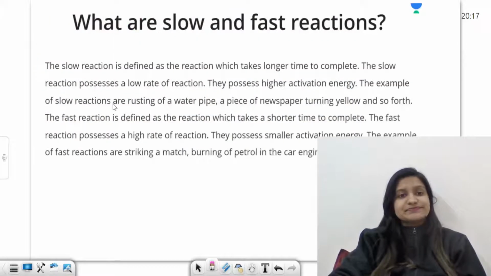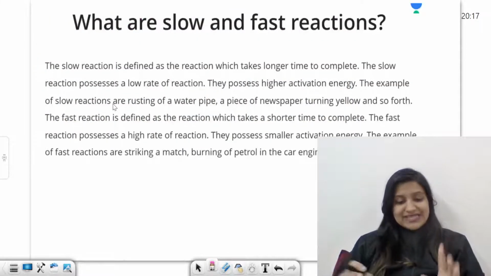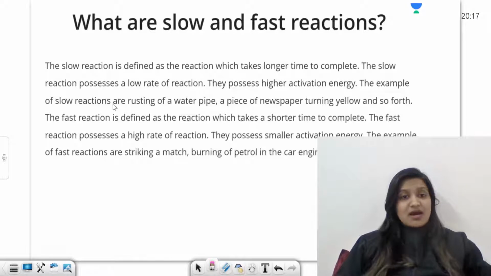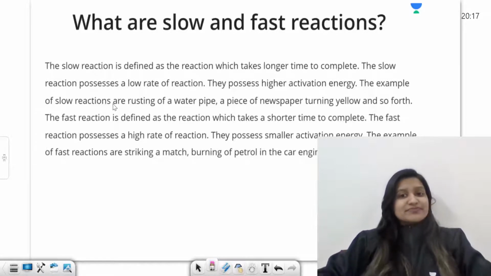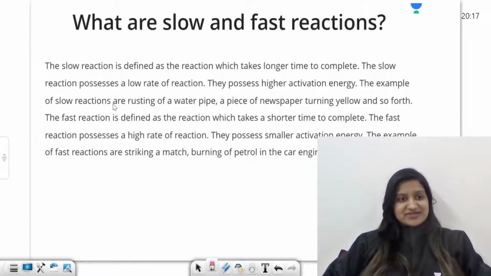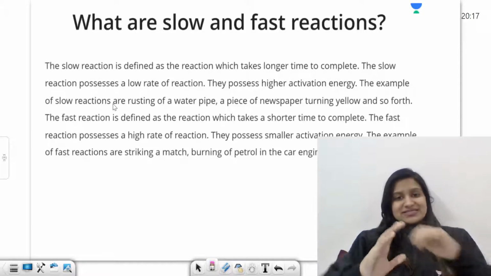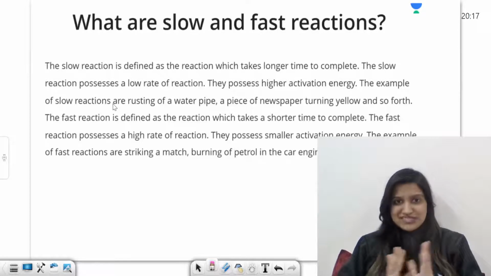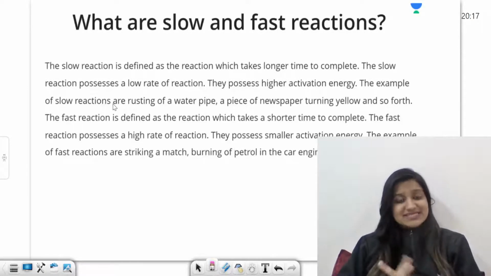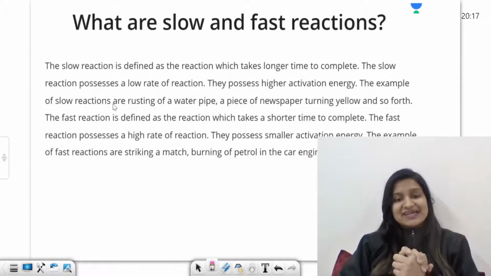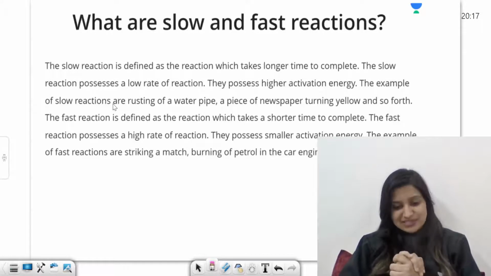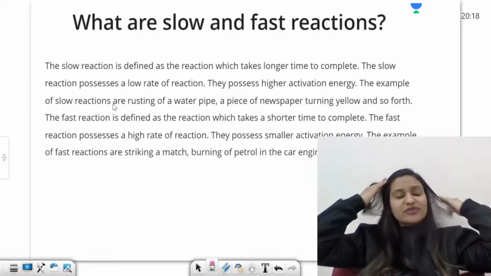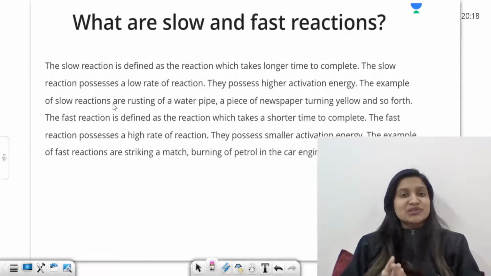Let's begin. So the next part is, what are slow reactions and what are fast reactions? It is a very basic thing, right? As the name suggests, what would be a slow reaction? We discussed this in the previous slide as well. So what is a slow reaction? A reaction which is happening at a slow speed, very slowly.